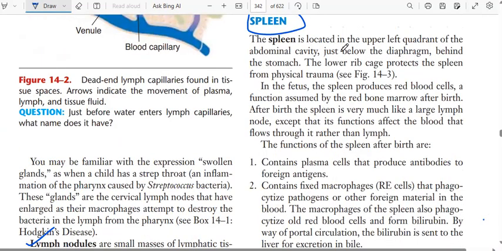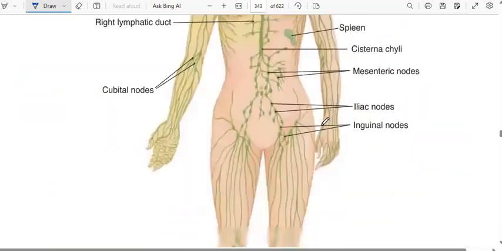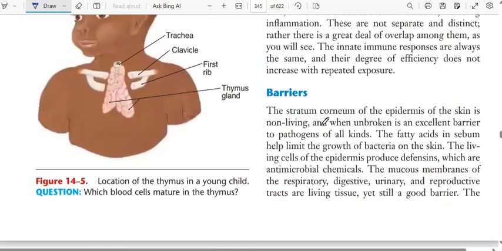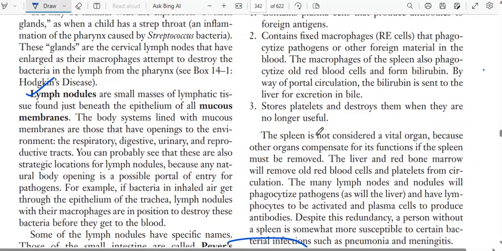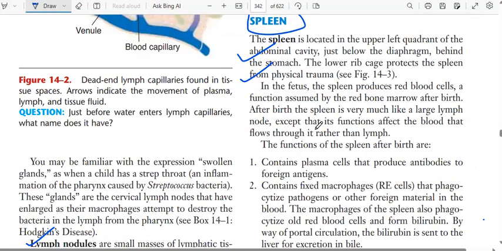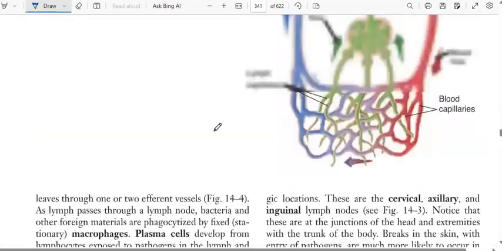The spleen is located in the upper left quadrant of the abdominal cavity, just below the diaphragm, behind the stomach. The lower rib cage protects the spleen from physical trauma. So basically, if you feel the ribs at the lower end of the ribs on the left side, you can feel where the ribs are ending. At that ending area there is the spleen.